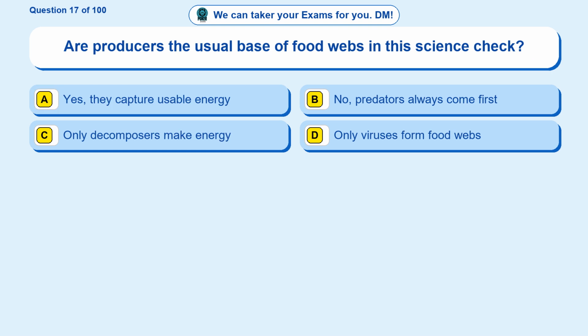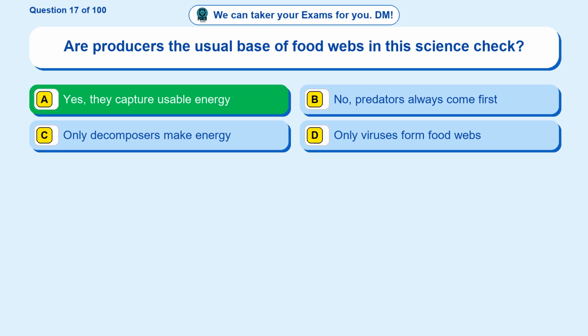Question 17. Are producers the usual base of food webs in the science check? Option A. Yes, they capture usable energy. Option B. No, predators always come first. Option C. Only decomposers make energy. Option D. Only viruses form food webs.